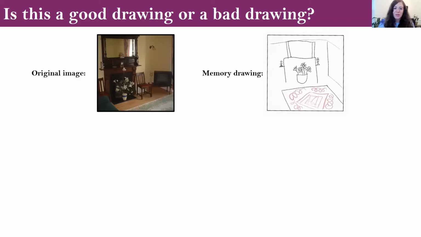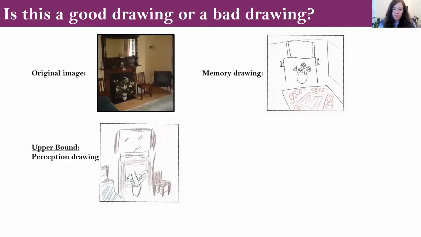Specifically, you should collect some upper bound and lower bound drawings. So here, to look at the level of detail that was present in memory, we collected as our upper bound drawings that were done during perception. So participants were directly copying an image while looking at it. And so these perceptual drawings give us a sense of what is the maximum information you would draw from an image. And it also helps control for drawing ability. So you can see here, when someone's copying this living room, they also don't draw the television on the right side. So perhaps this memory is not so bad after all.